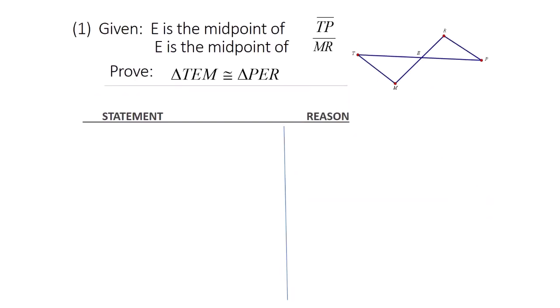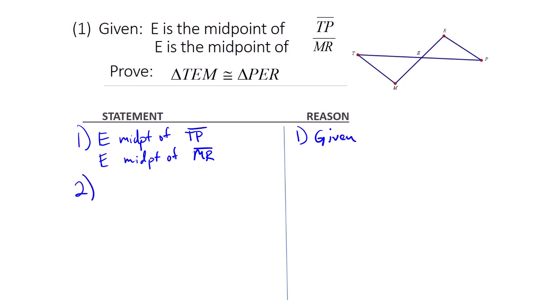All right, so here's a proof using our newfound postulates. So we're given that E is the midpoint of TP and that E is the midpoint of MR, right? So I'm going to start with those as the givens. So point E is the midpoint of segment TP, and E is also the midpoint of segment MR, and the reason is given.